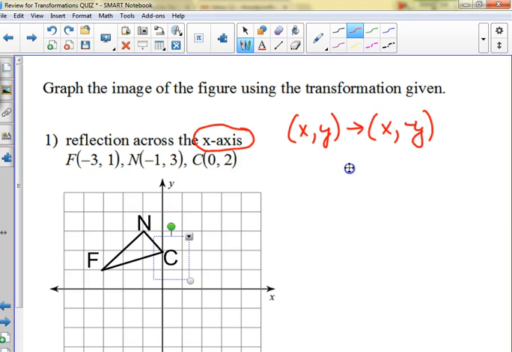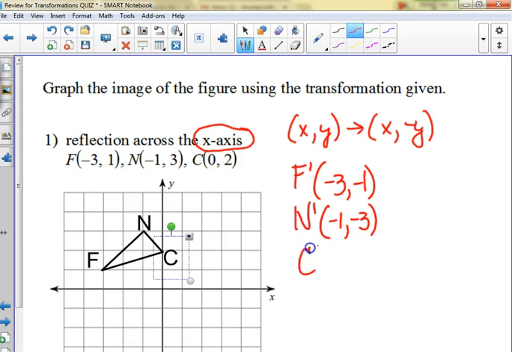All right, so those ordered pairs become F prime. The -3 stays, the 1 becomes negative. The N prime becomes -1 and -3. And the C prime becomes 0, -2. So we go left 3 down 1, left 1 down 3, across 0 and down 2, and it should look like it flipped upside down across this x-axis.